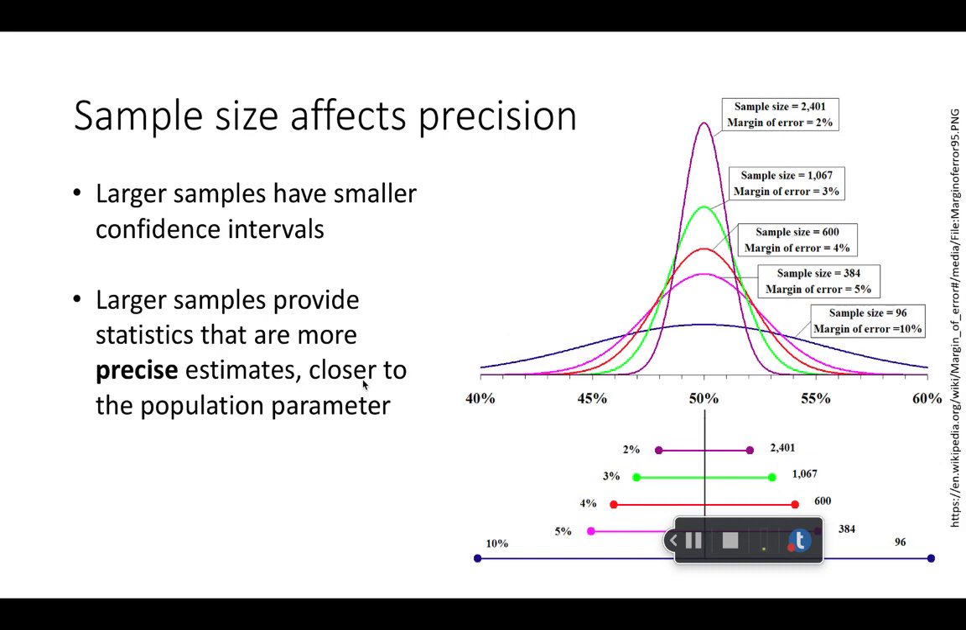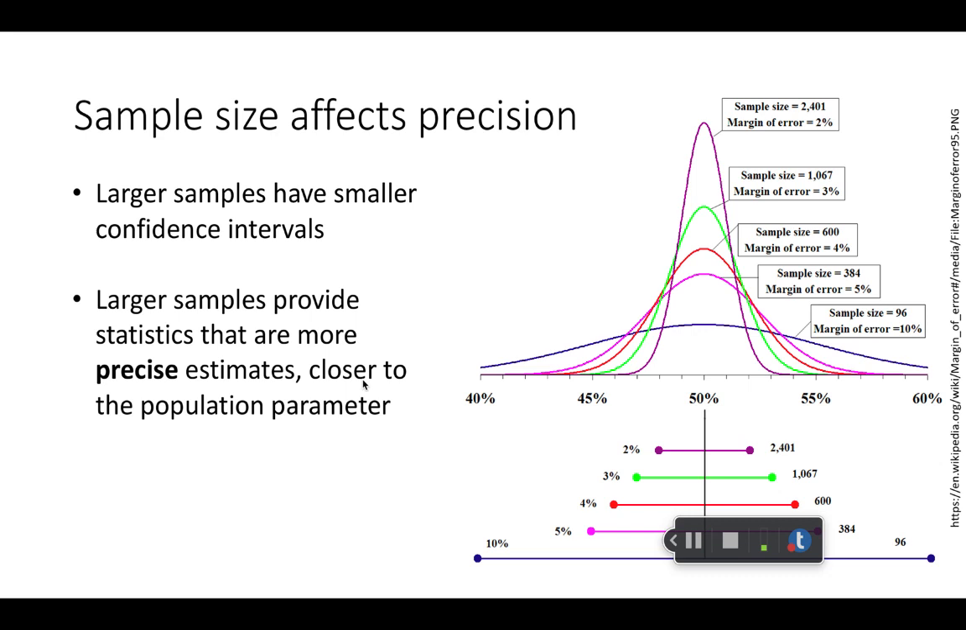Sample size affects the precision of these estimates, so that larger samples have smaller confidence intervals. Larger samples give us more data. We're more certain that the results are going to be close to the population parameter, and smaller samples have more variation, more error. So larger samples provide statistics that are more precise estimates, closer to the population parameter.